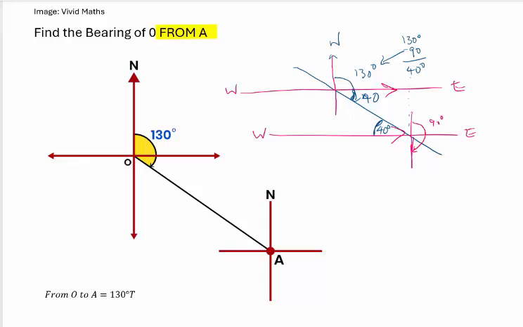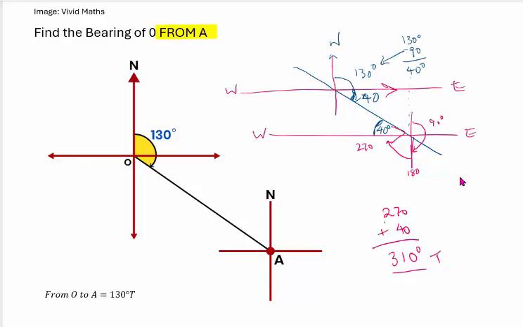Around here is 180, to here is 270, and now I've got to go 270 plus the 40 degrees that I just worked out, and I get 7 plus 4 is 11, so 310. That's going to be my true bearing.